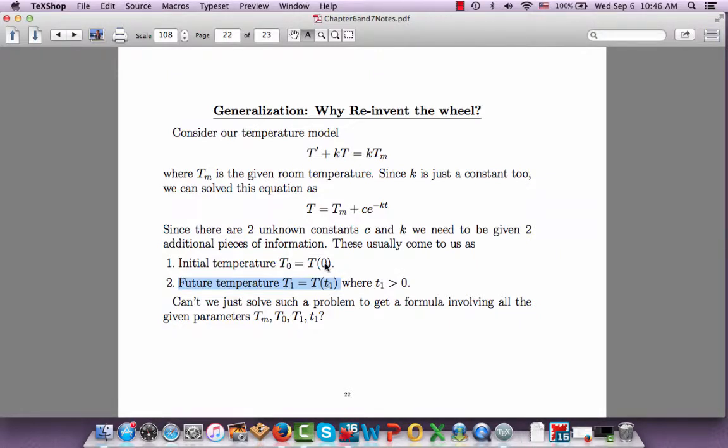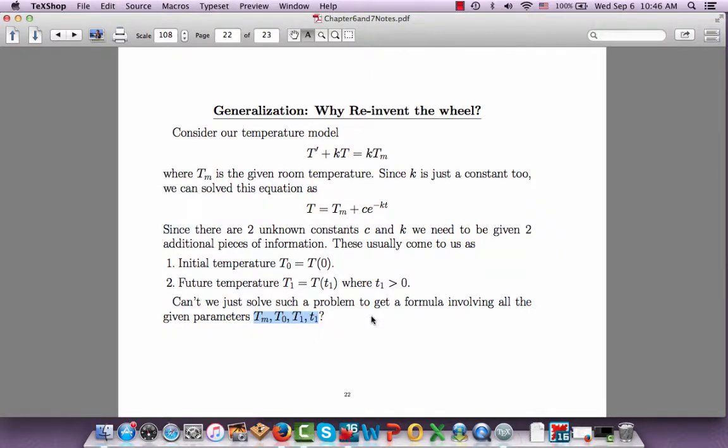So those are the pieces of information that we use to determine this c and this k that we have in the exponential term. So the question is, can't we just solve this problem one time without plugging in any numbers and get a formula for the solution of such a problem? And then we just have to plug in all the given information. And that given information is going to be these four things.